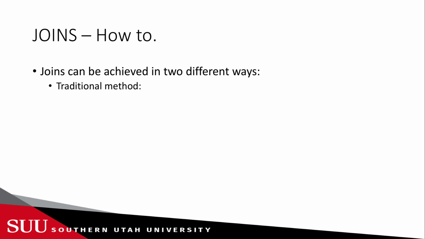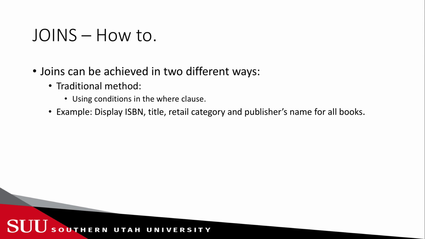Now joins are achieved in two different ways. We have what we call the traditional method, which is using conditions in the where clause. So I'll just show some examples here, and then in the upcoming videos, we will dive into these in more details. But just an example, if I want to display the ISBN, title, retail, category, and the publisher's name for all books, I will need to refer to the publisher's table, and I will need to refer to the books table, because the books table will contain only the publisher's ID, not the name. But the publisher's name is found in the publisher's table.